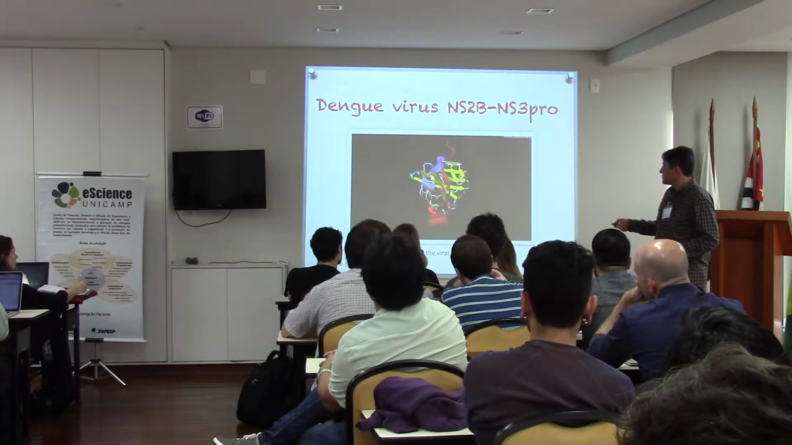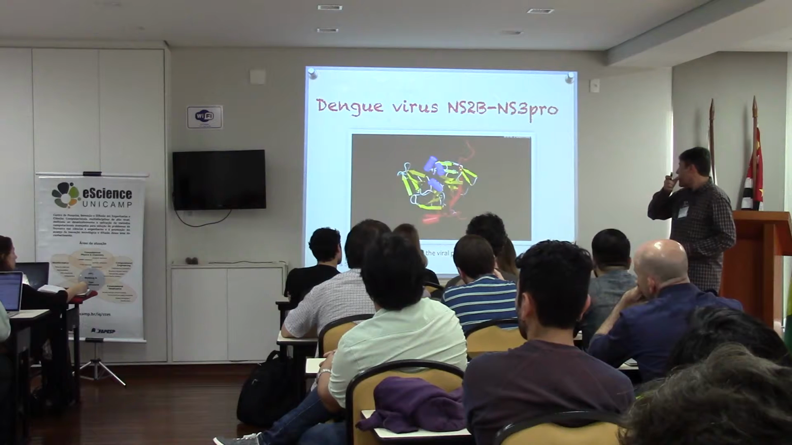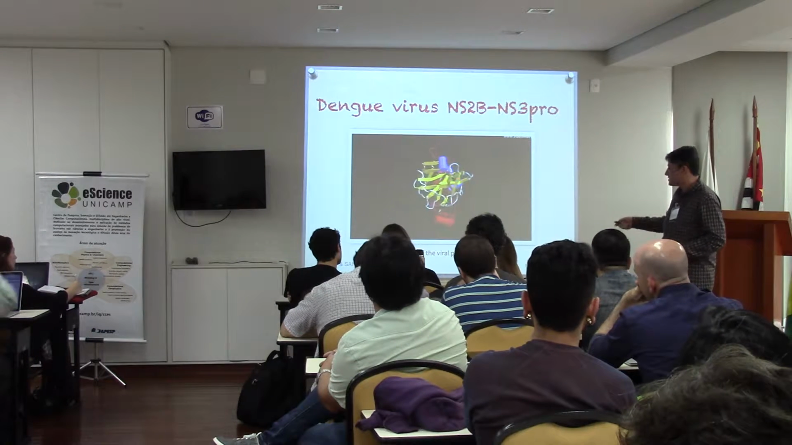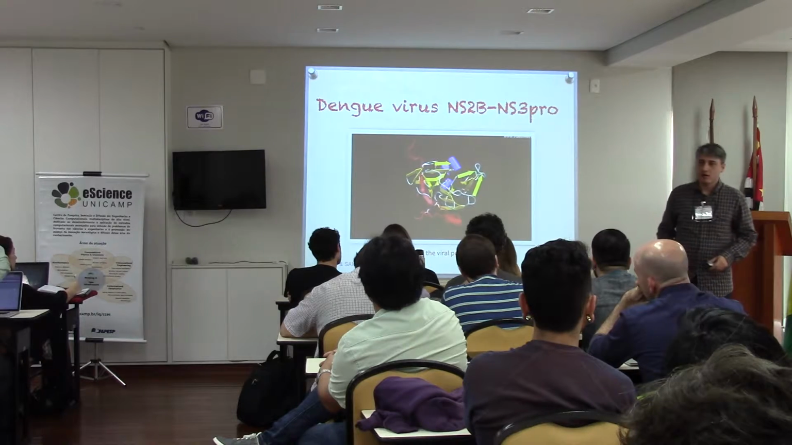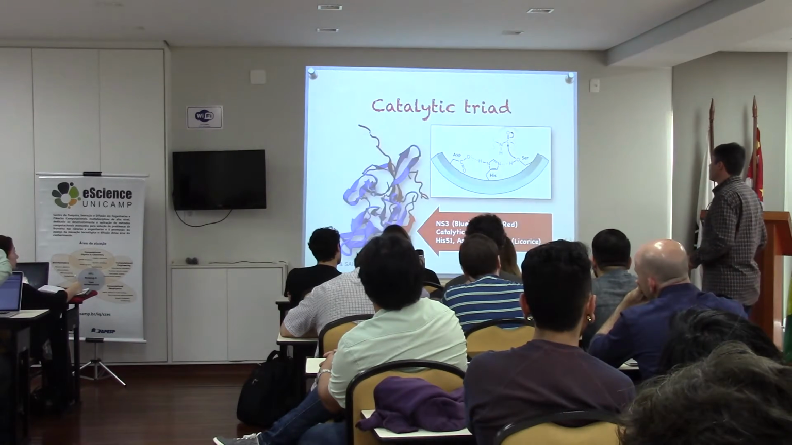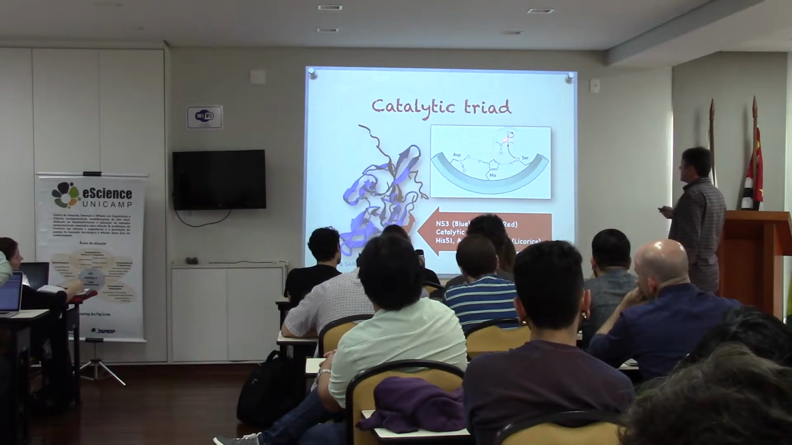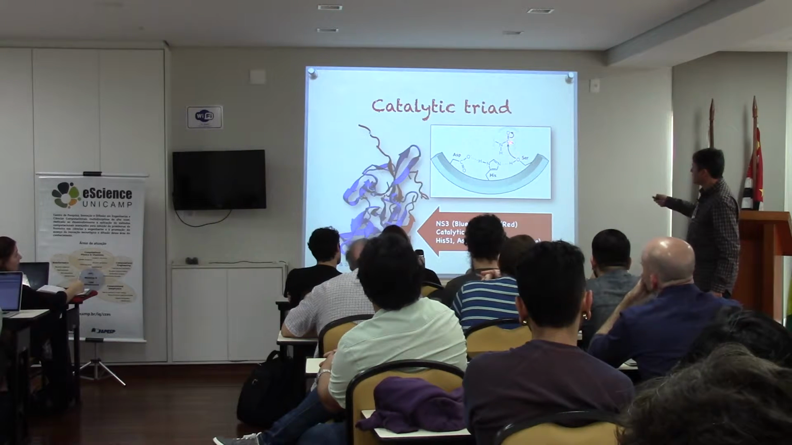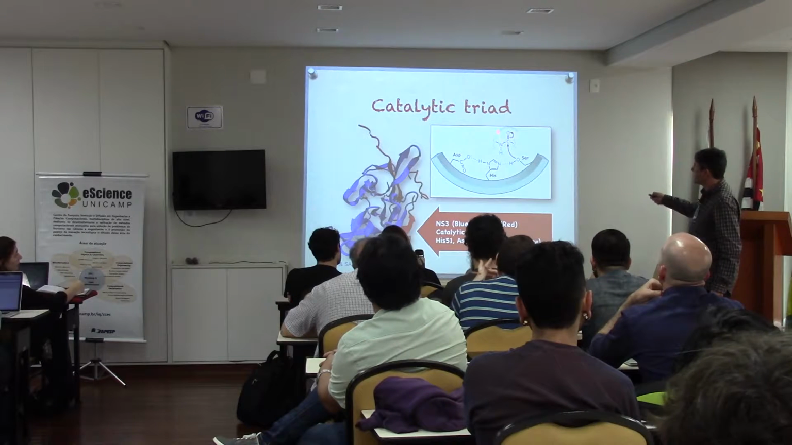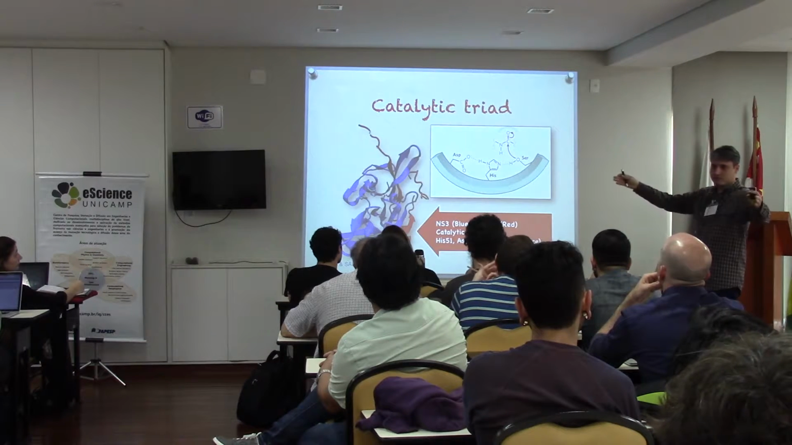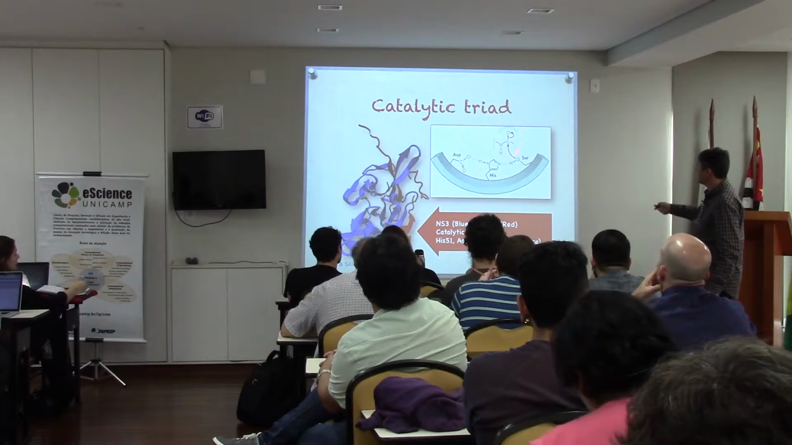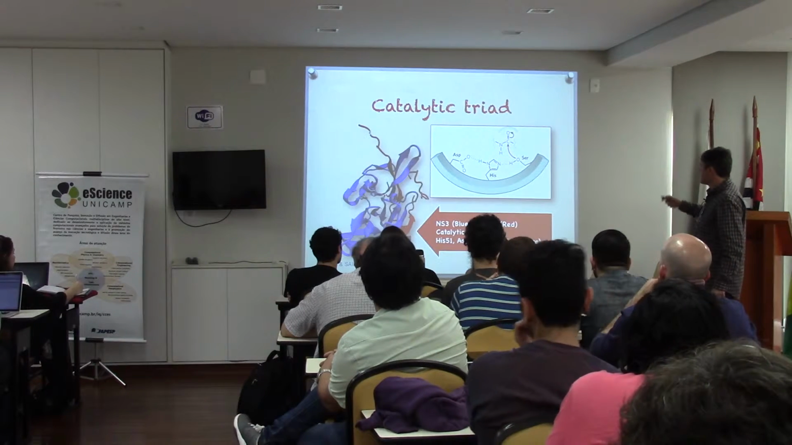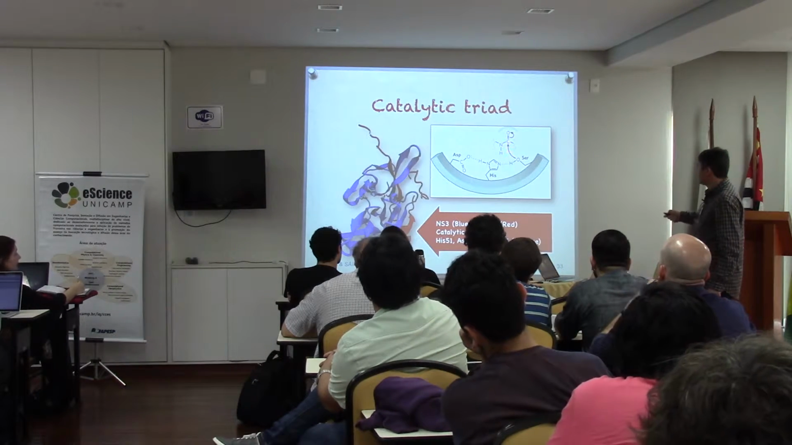So this is the first structure of the NS2B-NS3 pro, which is this protease here. It's a kind of simple protease, and here's the residues of the active site. That's a serine protease, kind of like trypsin. The suggested mechanism involves breaking a peptide bond here. Remember, it has to separate polypeptides, so it is breaking a peptide bond. So the serine attacks the peptide bond here.